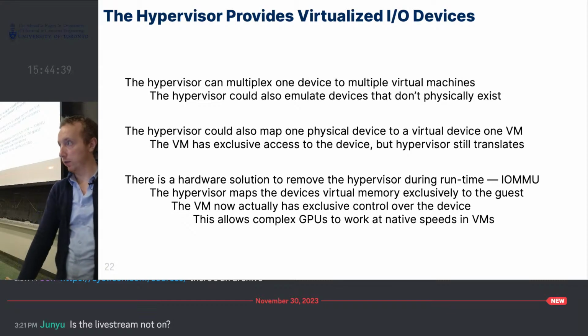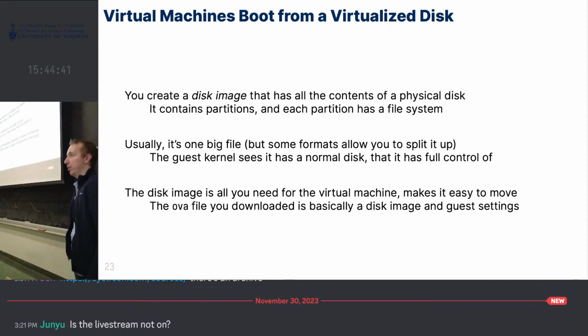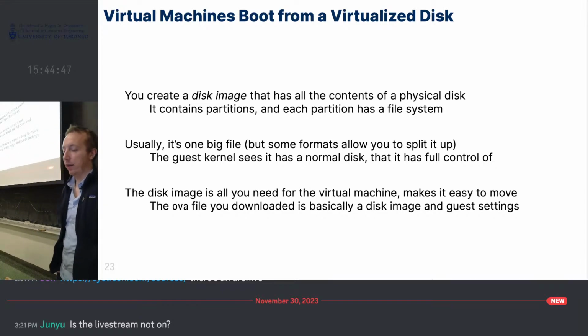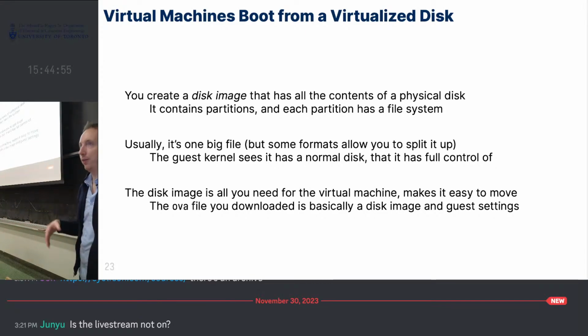All right. So virtual machines also boot from a virtualized disk. So you create a disk image, and that has all the contents of a physical disk. It just looks like one big file. So it would contain partitions, and then each partition has a file system, and that file system would look exactly like what you're doing right now in Lab 6.